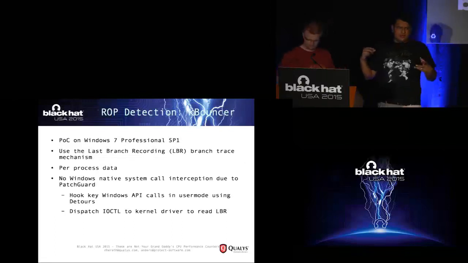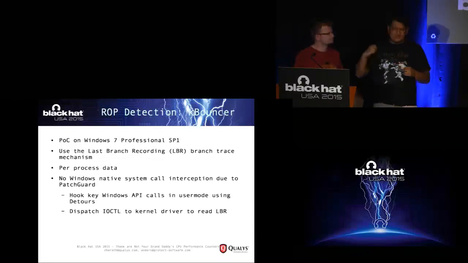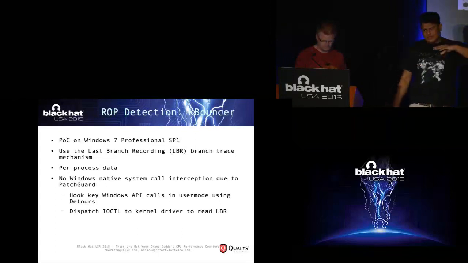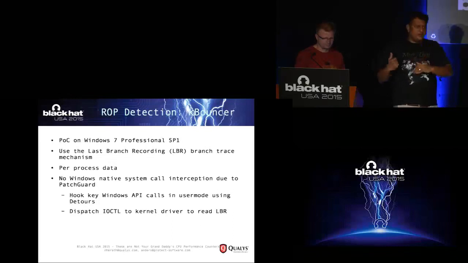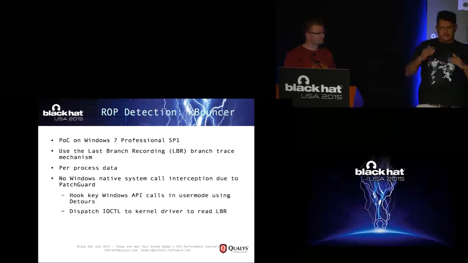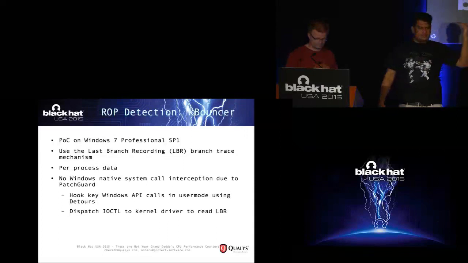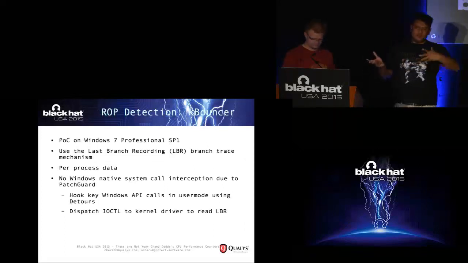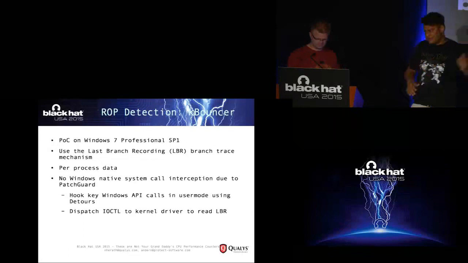And basically what it does is that it intercepts certain key system calls in user mode, and when the API call is intercepted, at that point they will basically issue an IOCTL to their driver to read the performance events in kernel mode. Basically, in this case, the LBR stack, which is a stack of the last 16 branches recorded, and then it will see if the last 16 branches recorded is consistent with the standard call flow for that particular API, or whether it was highly deviating from that.